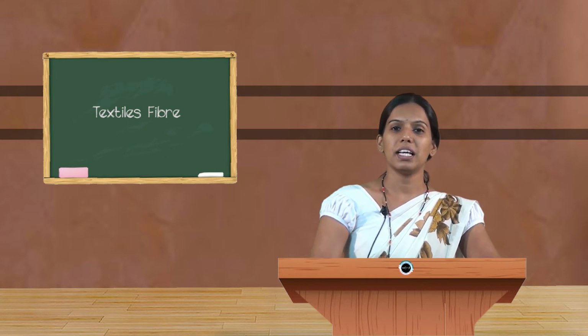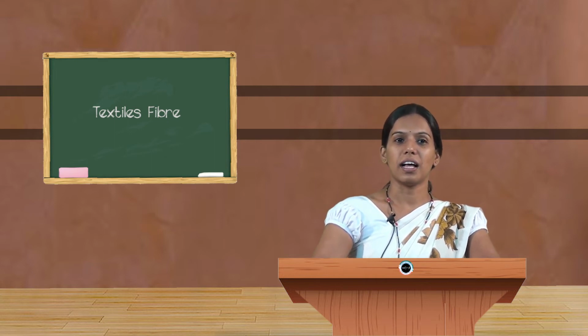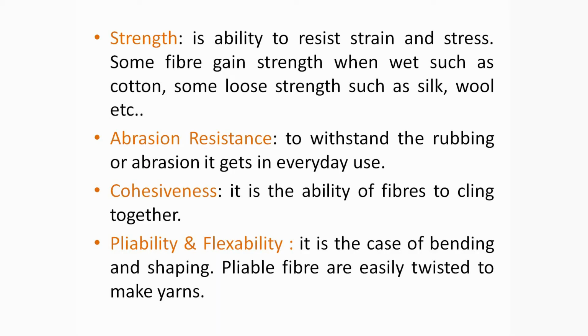And the next property is abrasion resistance, to withstand the rubbing or abrasion it gets in everyday use. Cohesiveness is the next property. It is the ability of fibers to cling together. And pliability and flexibility. It is a case of bending and shaping. Pliable fibers are easily twisted to make yarn.